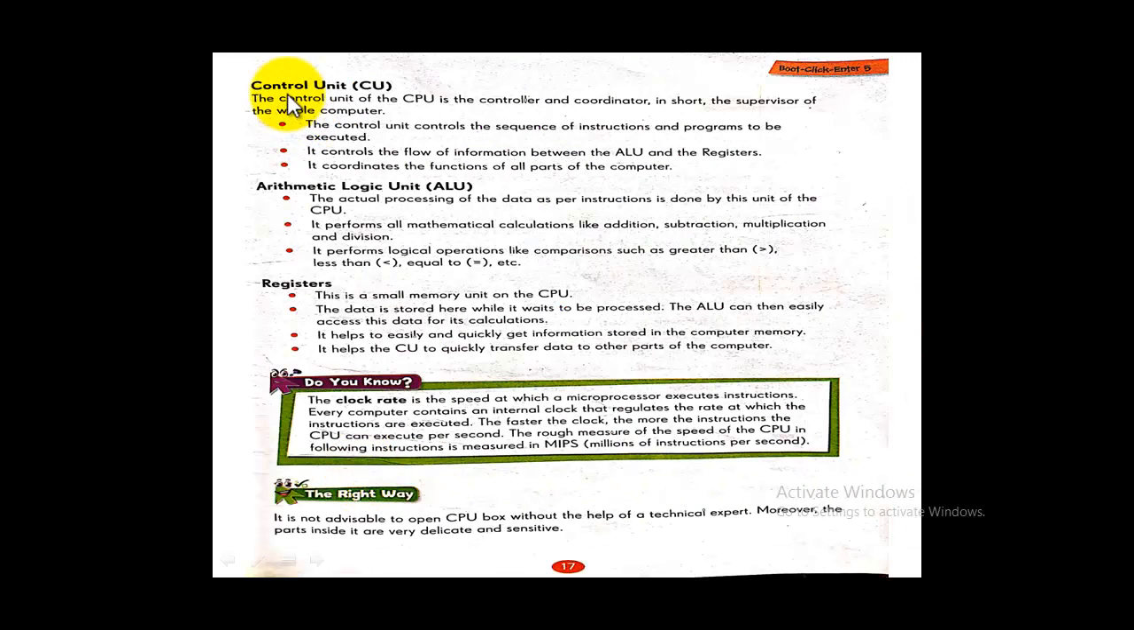Now let's continue with the control unit. The control unit of the CPU is the controller and coordinator, in short the supervisor of the whole computer. The control unit controls the sequence of instructions and programs to be executed. It controls the flow of information between the ALU and the register. It coordinates the functions of all parts of the computer.